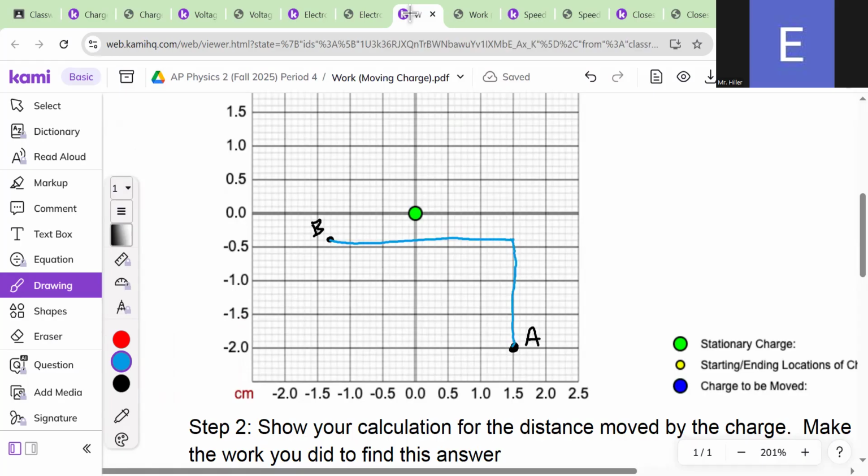Let's see. So this would be 0.5, 1, 1.5, 2, 2.5, 2.6. So that would be 2.8 and 2. Okay, so use a little Pythagorean theorem to find your distance. So I'm going to go 2.8 squared plus 2 squared. And my distance should be 3.44 meters.